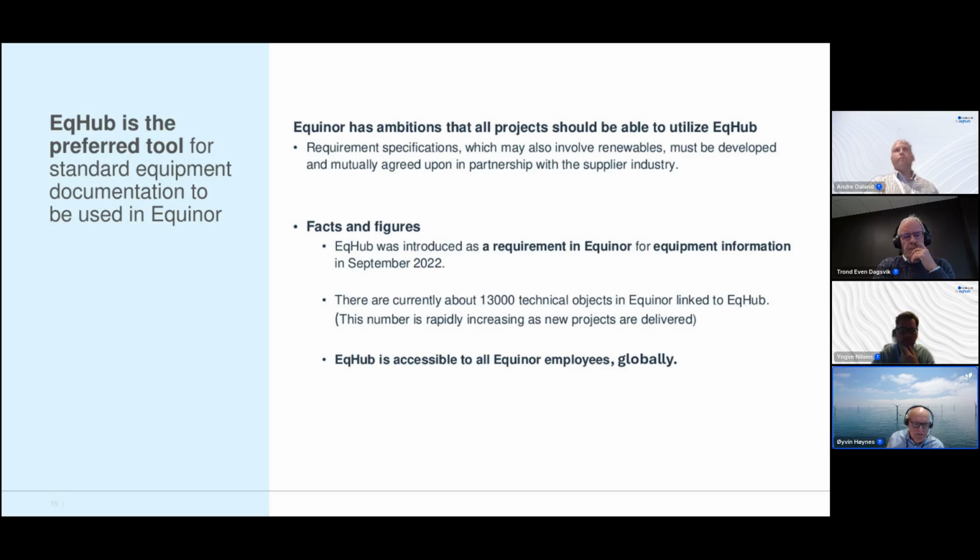So EqHub is the preferred tool for standard equipment documentation to be used in Equinor. And we have ambitions that all projects should be able to utilize EqHub. And the requirement specification, which may also involve renewables, must be developed and mutually agreed upon in partnership with the supplier industry.